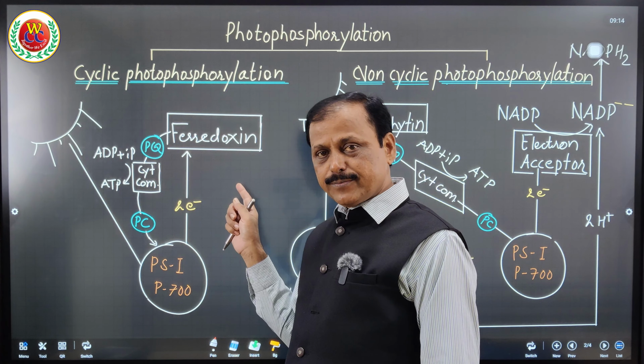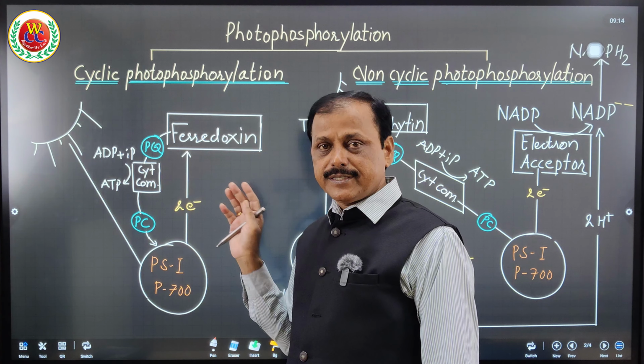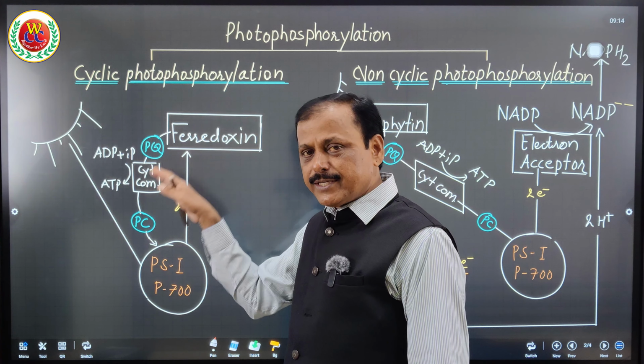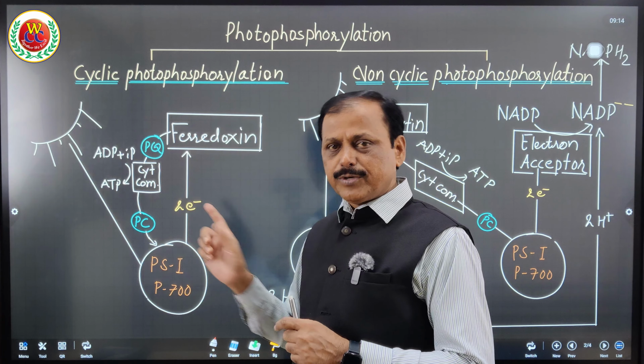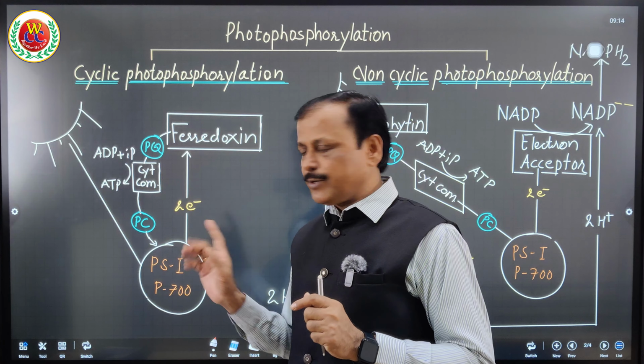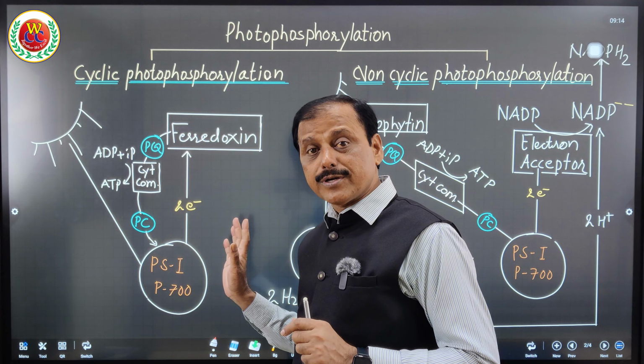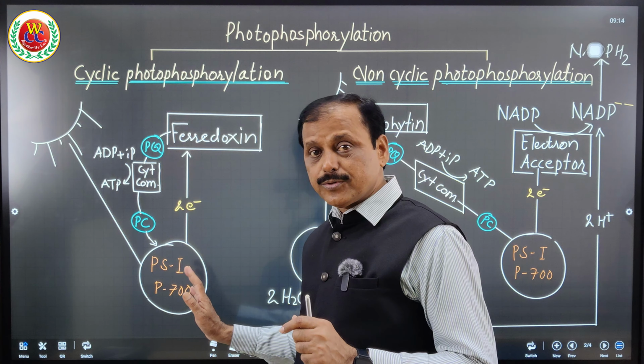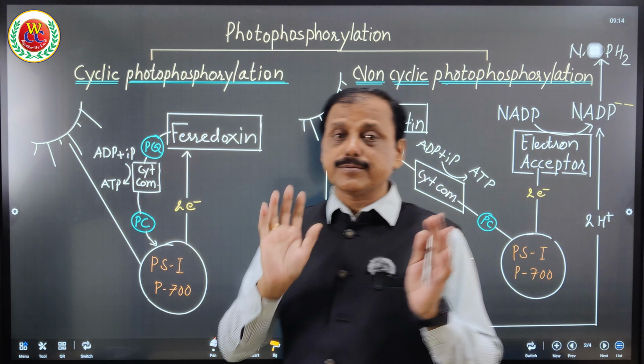That is why it is called cyclic photophosphorylation and how to explain it. The way the electrons flow and events happen is all we have to mention. Once you know the diagram, you can explain it. Here only pigment system 1 is involved, not PS2. Let us learn about non-cyclic photophosphorylation.